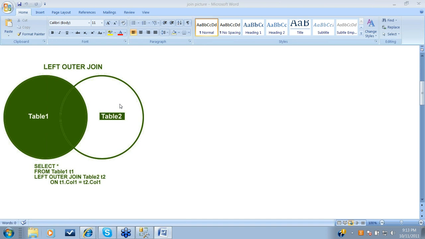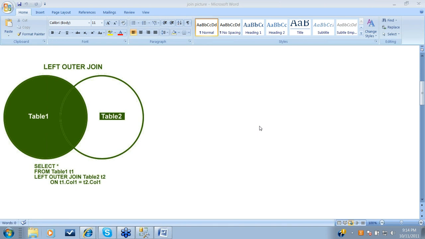All the data from table 1 and matching data from table 2. Correct. Perfect. In the case of left outer join, it will get all the records from table 1, irrespective of whether there is a corresponding match in table 2.